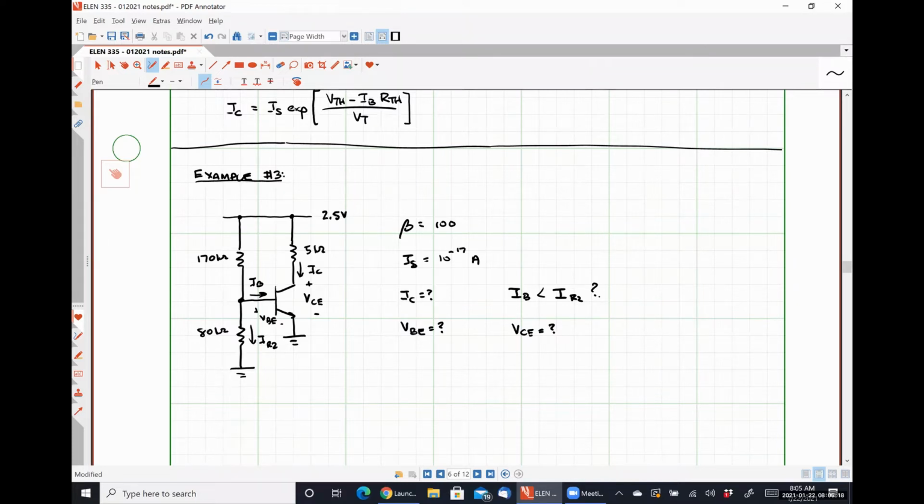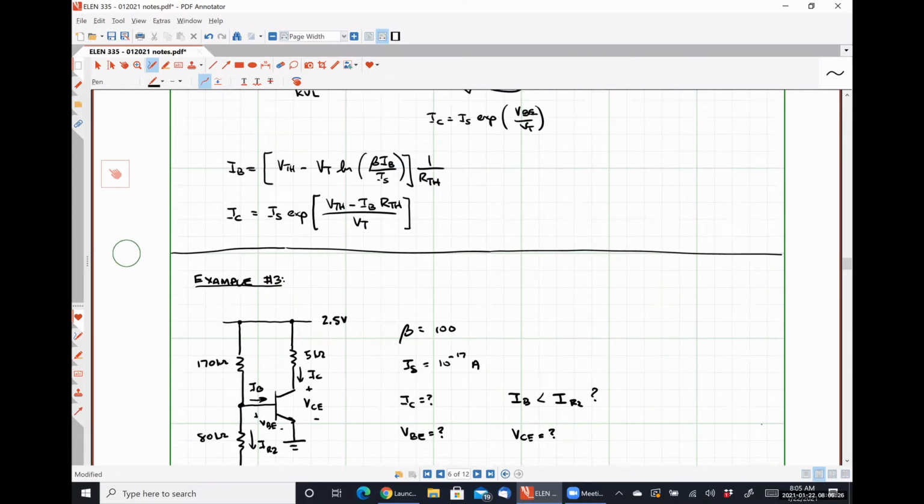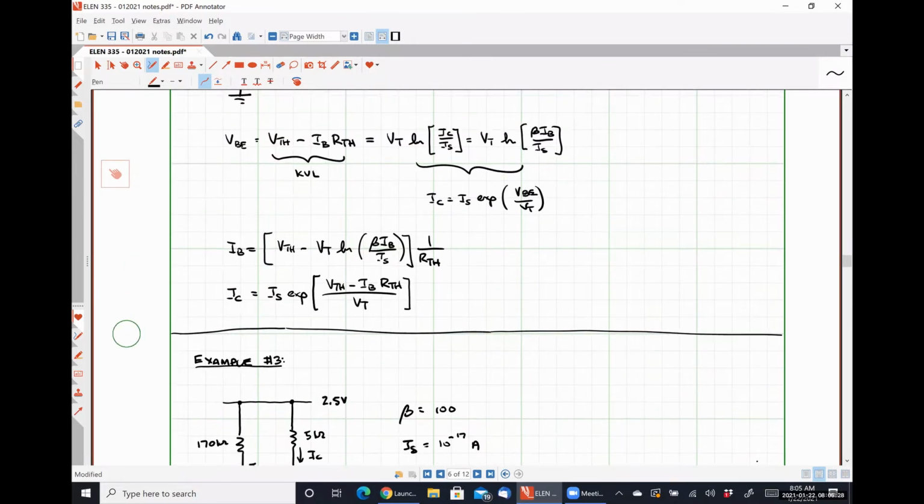Because we are not neglecting our base current, one of the first things we're going to have to do, if we look at our equations here, is figure out what the Thevenin voltage and the Thevenin resistance are. The Thevenin voltage and resistance go towards calculating our base current. From our base current, we can calculate our collector current. From our collector current, we can then calculate VBE and VCE.